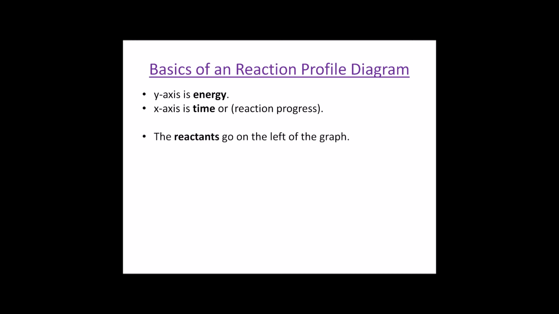So before we have a look at our diagram, the basics of a reaction profile diagram are as follows. On the y-axis we have our energy. On the x-axis we have time or reaction progress, so just basically how far the reaction is progressing. The reactants go on the left of the graph, towards the y-axis, and the products go towards the right hand side of the graph, towards the open side.